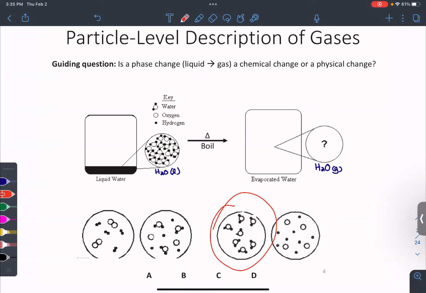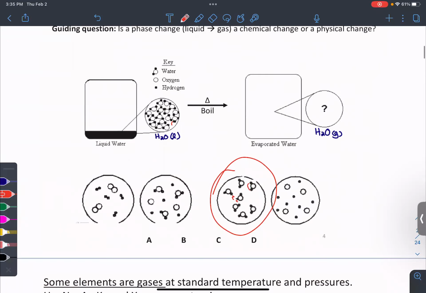The particles are still bonded. They still have their chemical bonds. They're just further apart. In A, B, and D, we actually broke bonds in the actual water particles. Remember, going from a liquid to a gas, boiling, is a physical change. It's not chemical. You're just changing the distance between your particles. You're not actually breaking any bonds. All right, so good, there's our intuition.